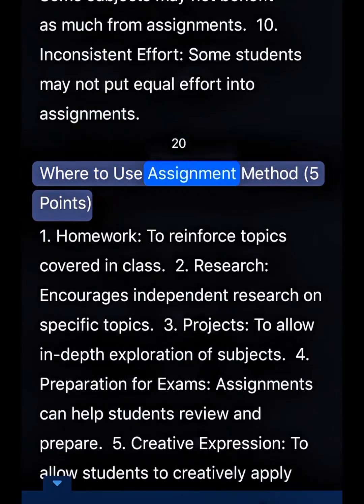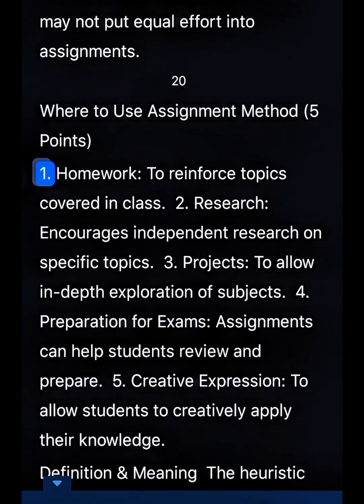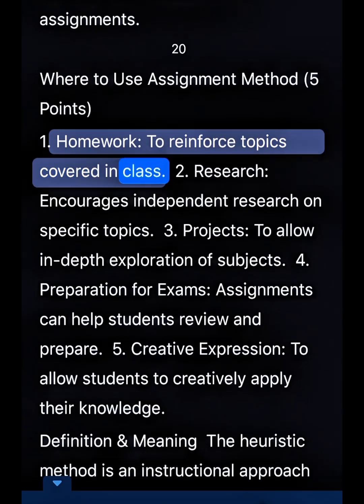20. Where to use assignment method. 5 points. 1. Homework. To reinforce topics covered in class.